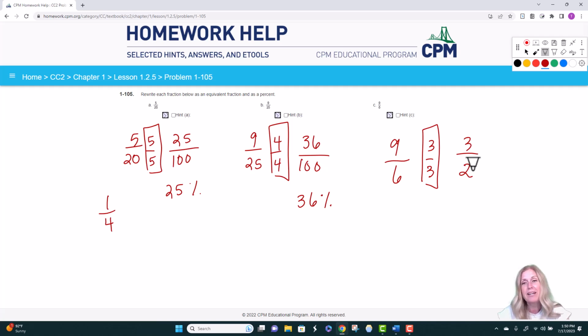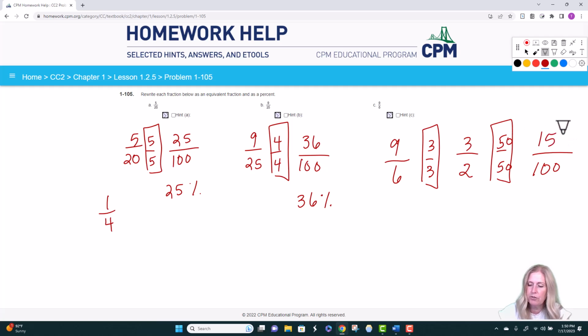Ooh, now that we have a 2 as a denominator, we can get to the 100 if we want to. 2 times 50 gives me that 100. 3 times 50 is 150. So that would be 150%. Okay?